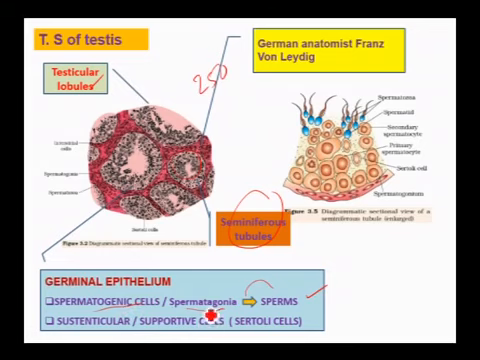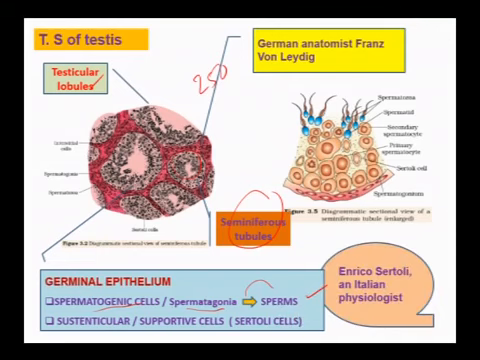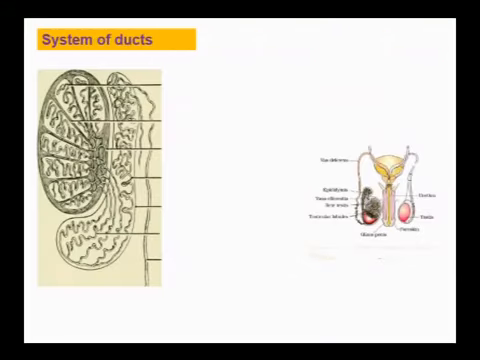sustentacular cells or supportive cells, also called Sertoli cells, named after an Italian physiologist, Sertoli. So they provide necessary nutrition for the development of germ cells. So that's the reason why Sertoli cells are also called nurse cells. You can see in the diagram itself. So this is a spermatid. The heads of the spermatids are embedded in the Sertoli cells to get their nutrition. So this is the reason why we call Sertoli cells nutritive cells or nurse cells.